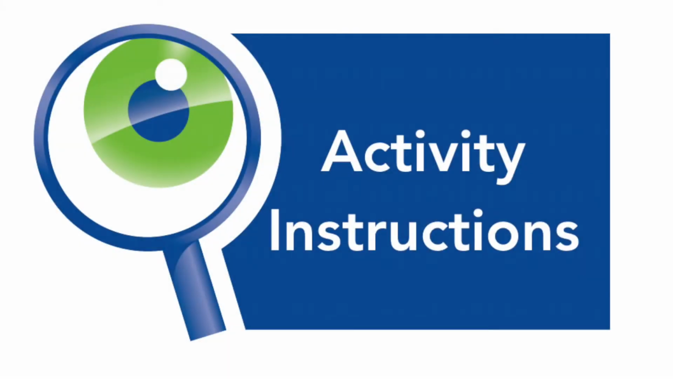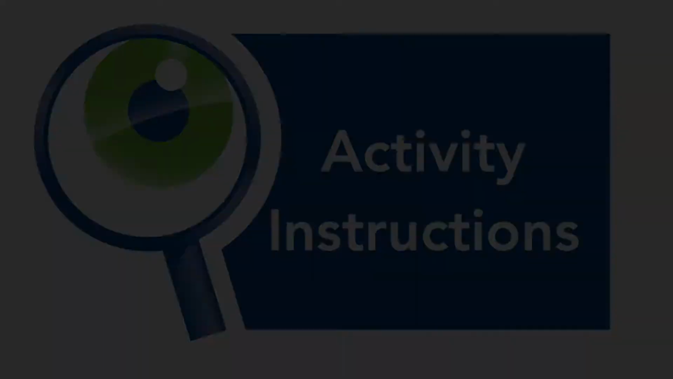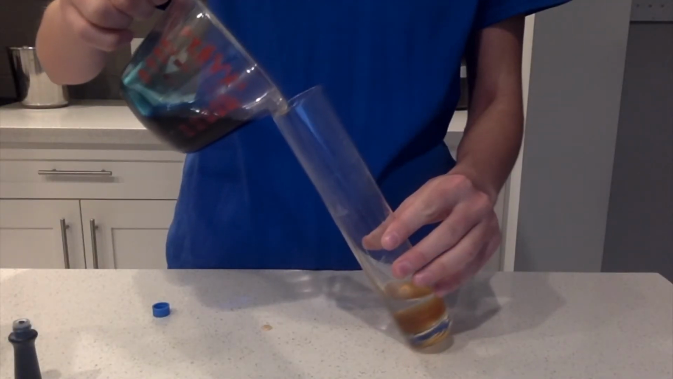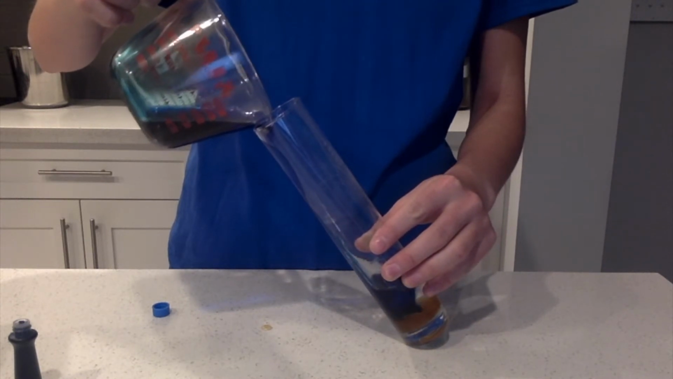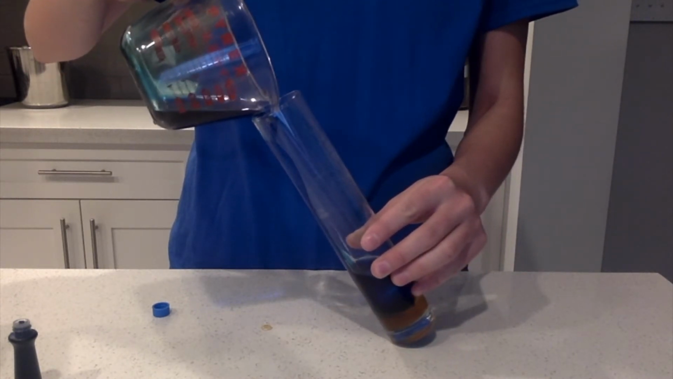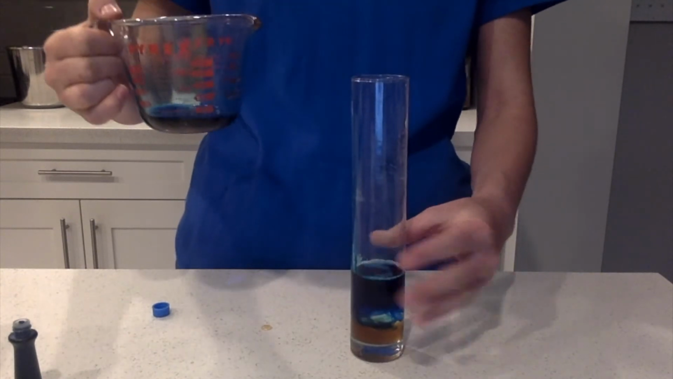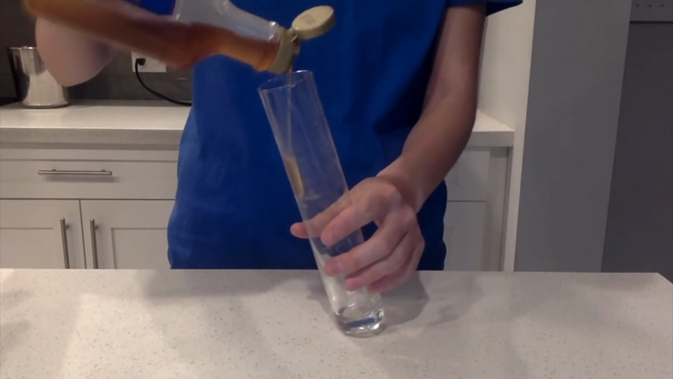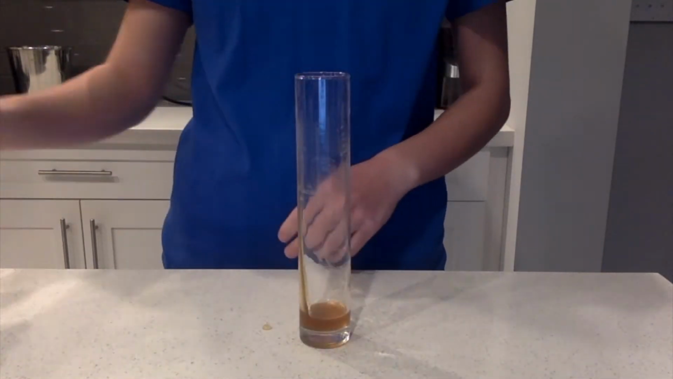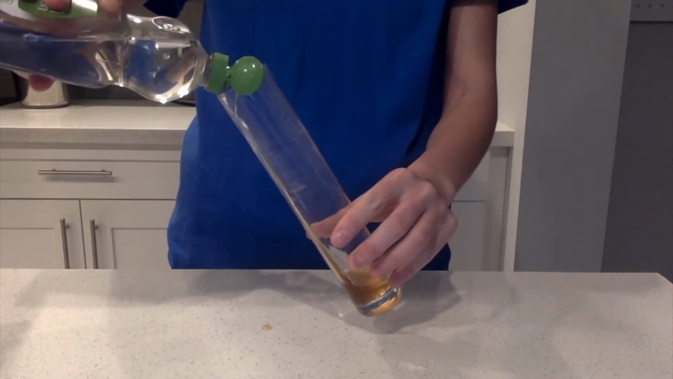Now that you've hopefully taken a moment to make a guess, let's see what happens when we mix our liquids together. When adding the liquids, make sure you pour them slowly down the side of the glass so they don't mix too much when they land at the bottom. You only need to pour in enough of each liquid so that you can see it make a clear and distinct layer. First, add the corn syrup. Next, pour in some dish soap.